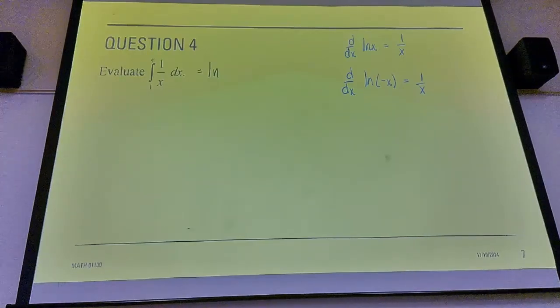So the antiderivative of 1 over x is the natural log of plus or minus x. How do you represent plus or minus? Absolute value. So the antiderivative is actually natural log of absolute value of x. However, look at our interval. x is positive, which is why you can technically just say in this example, it's natural log of x. Okay.